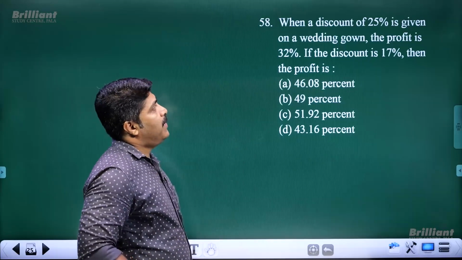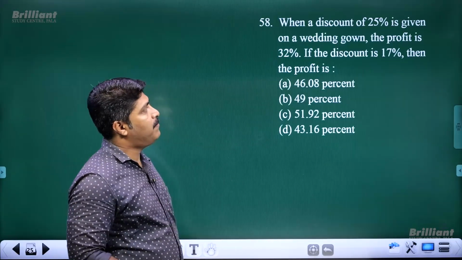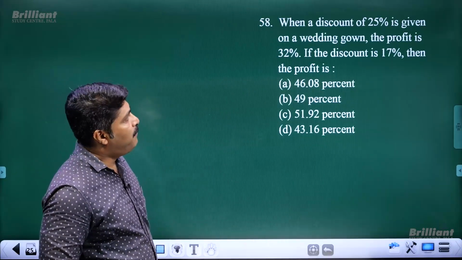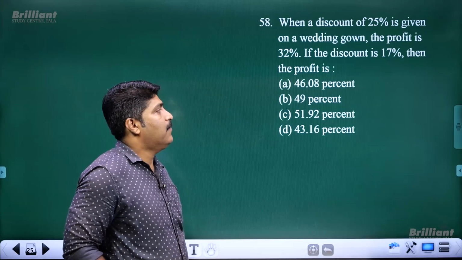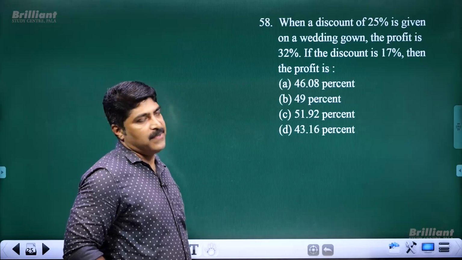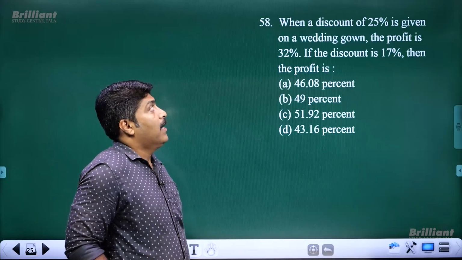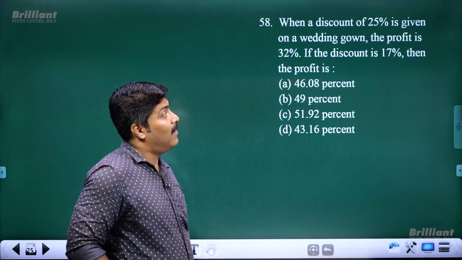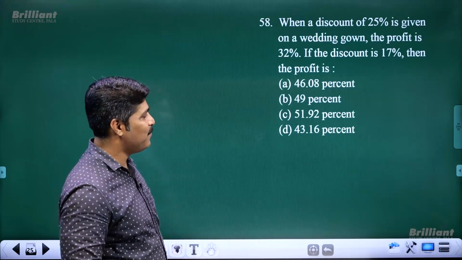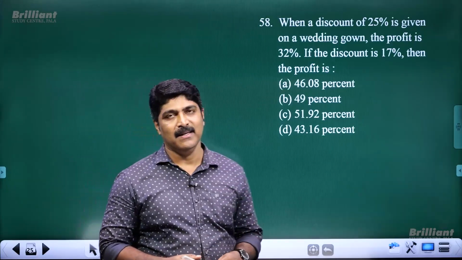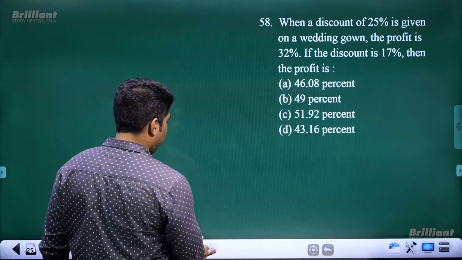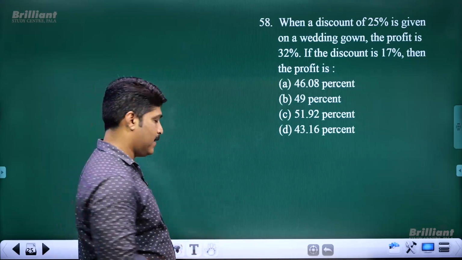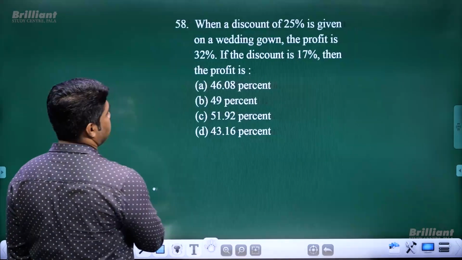So answer this question: when a discount of 25% is given on a wedding gown, the profit is 32%. If the discount is 17%, the profit is? It's a little bit complicated one, calculation wise and concept wise. Here we are applying a very useful and very important result in such a type of question.